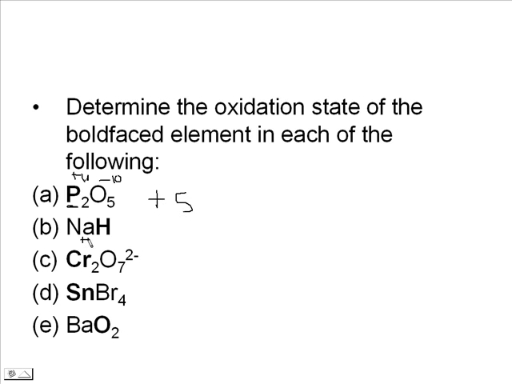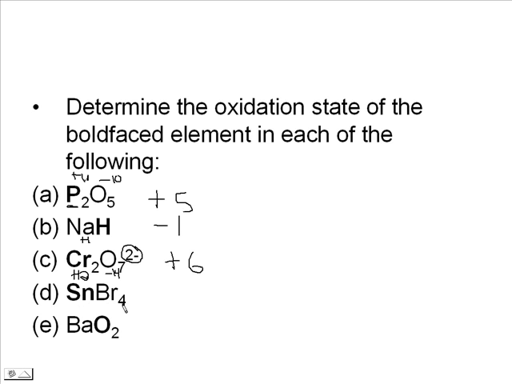Here, the sodium is plus 1. Therefore, the hydrogen must be minus 1. Here, again, the oxygens are minus 2, and there's 7 of them. So that gives us a total of minus 14. We have to get back not to 0, but to negative 2. So this whole part here has to be positive 12. And since there's two of them, each of them is going to be positive 6.